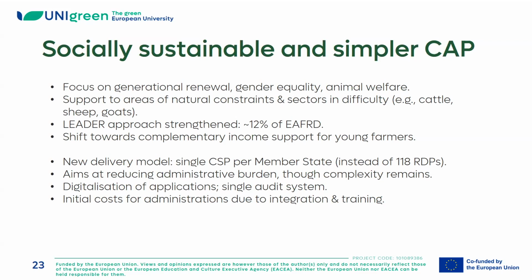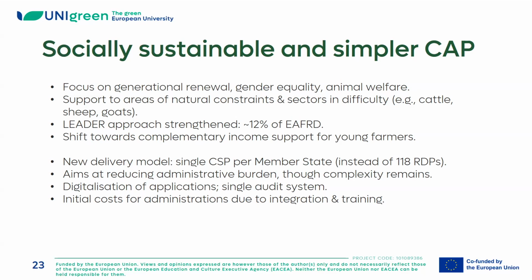Basically, specific objectives 7, 8, and 9 have been thematically broadened by the inclusion of new social conditionality for agricultural workers, gender equality measures, and animal welfare. More explicit emphasis is also devoted to generational renewal here. Also, coupled income support for agricultural sectors in difficulty, support to farming in areas related to constraints, as well as risk management also contribute to a socially sustainable common agricultural policy.